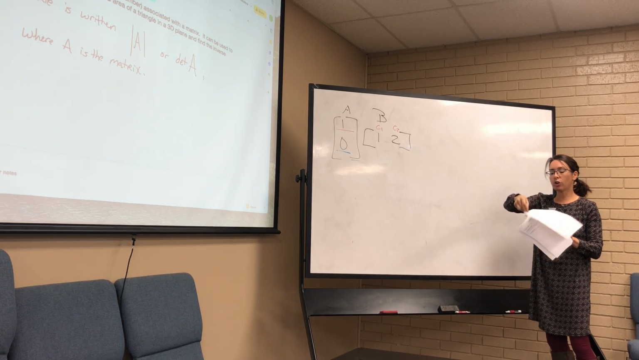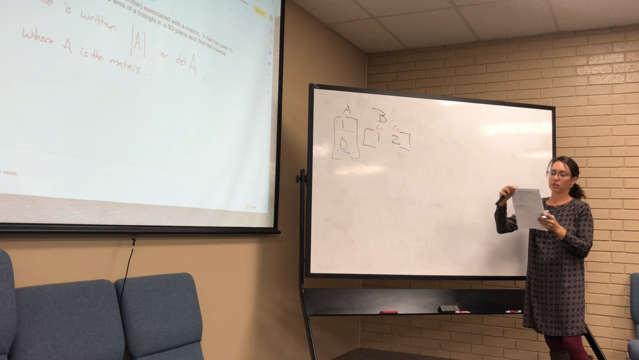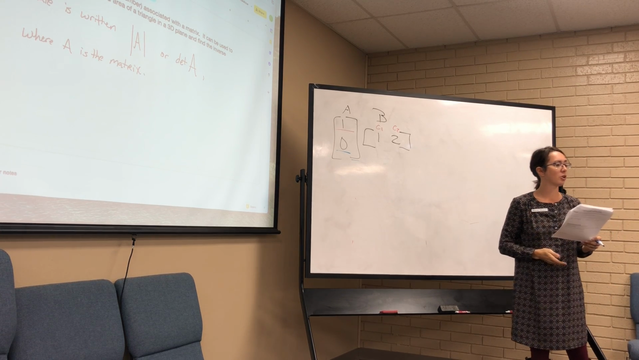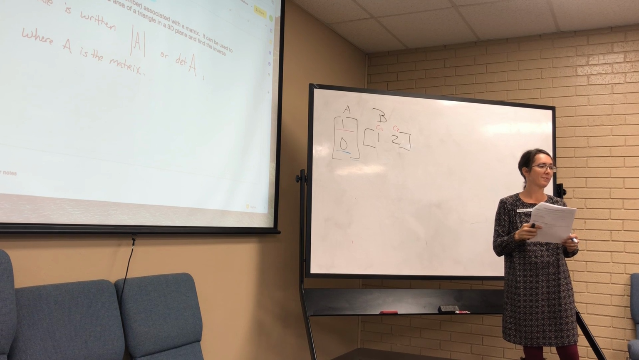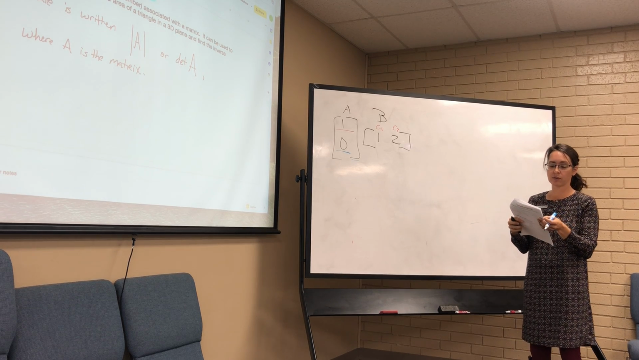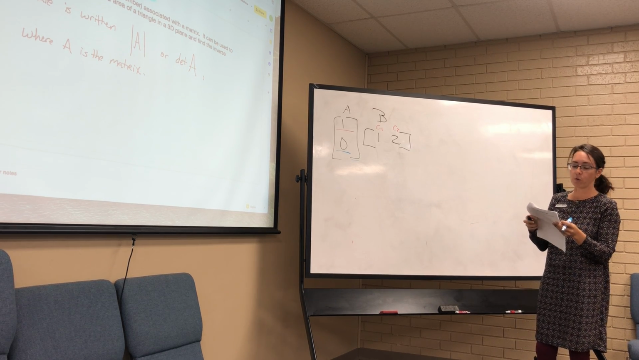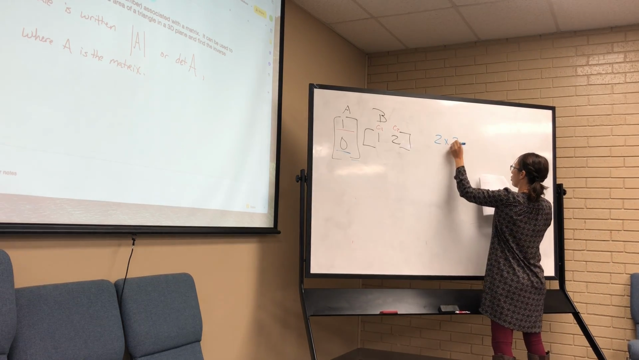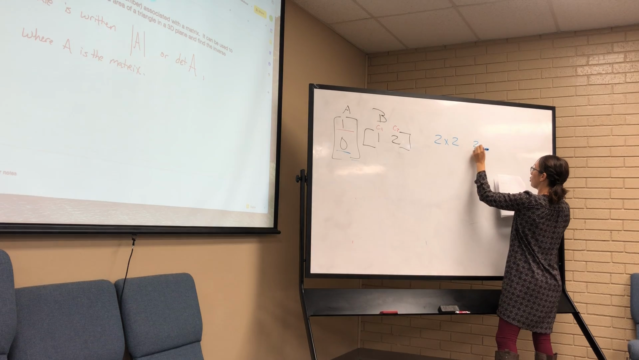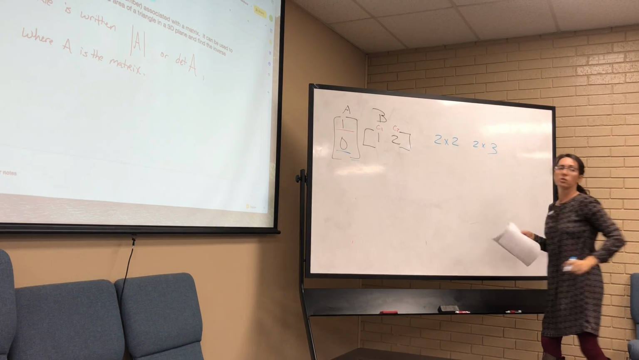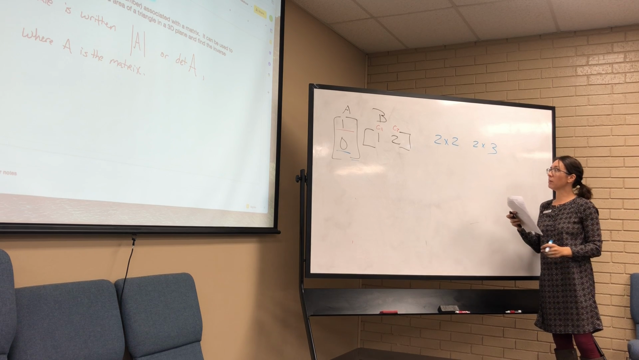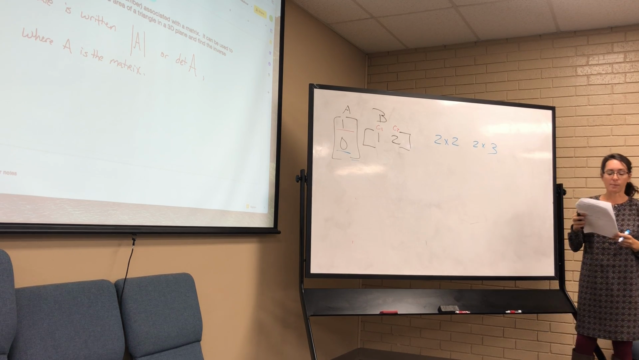Okay, so turn it over on the back. What should your answer be for number 3? What size should your matrix be? A 2 by 2, right? Number 4, we have a 2 by 2 multiplied by a 2 by 3. So your answer should be a 2 by 3. Excellent.